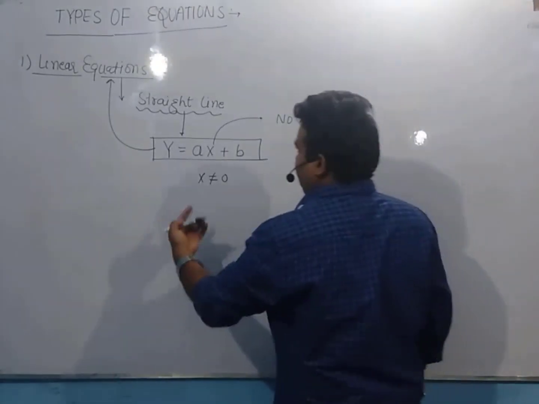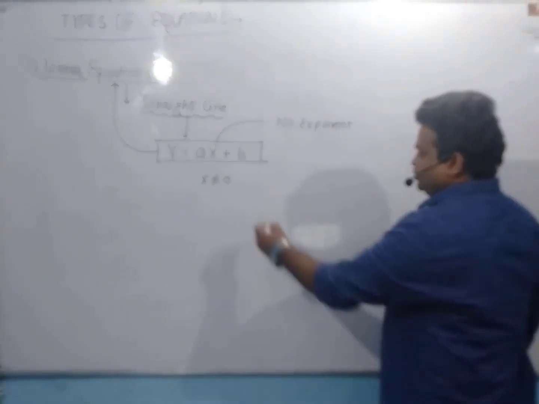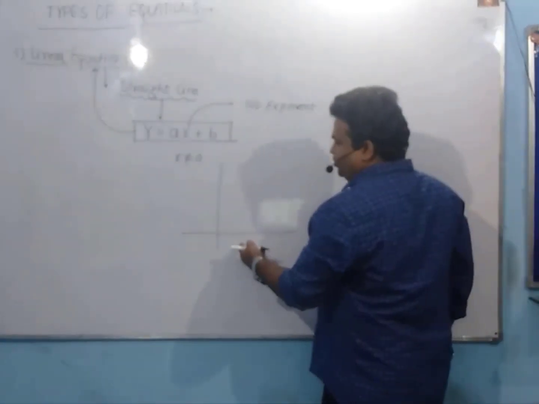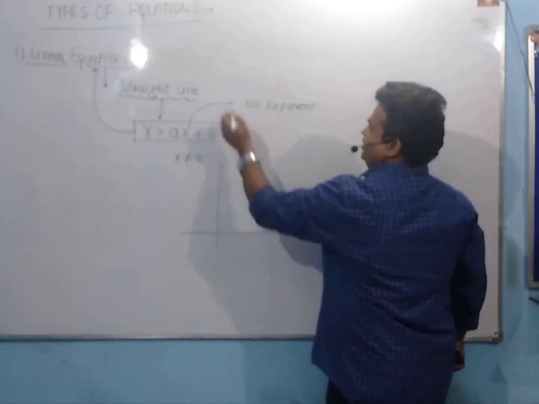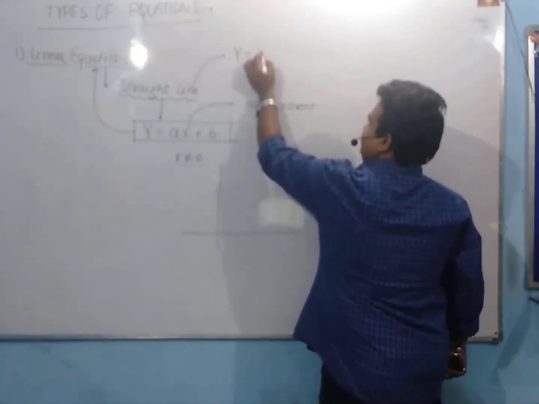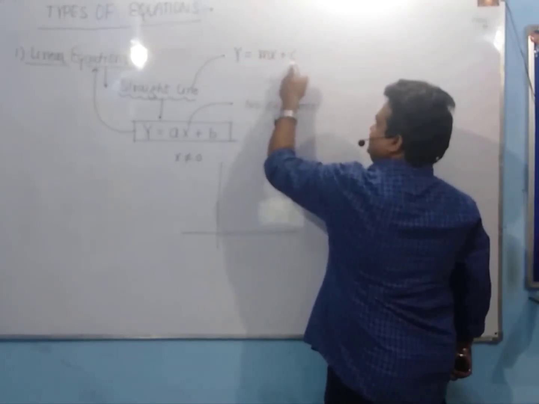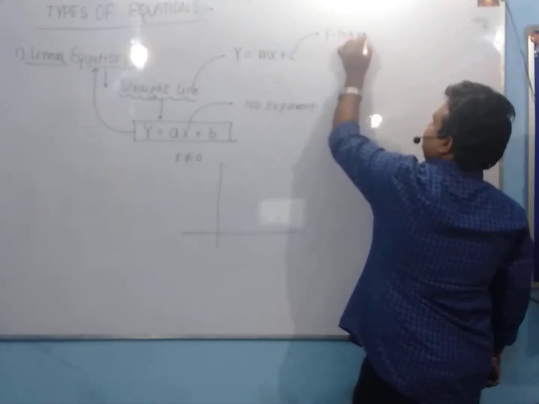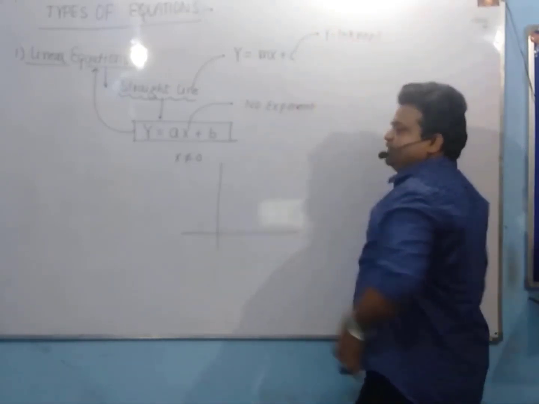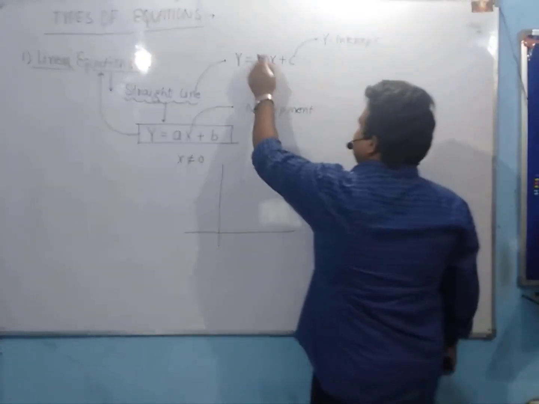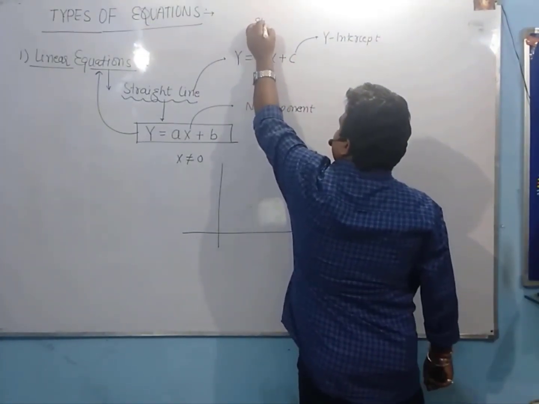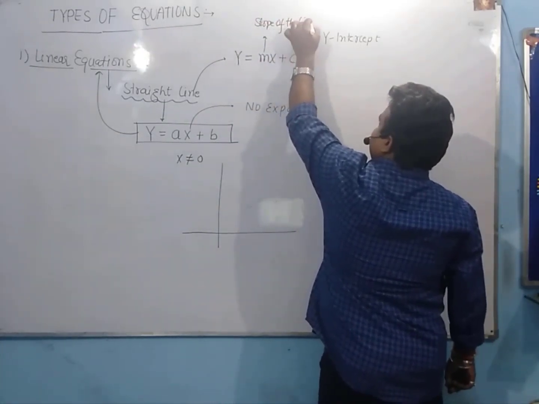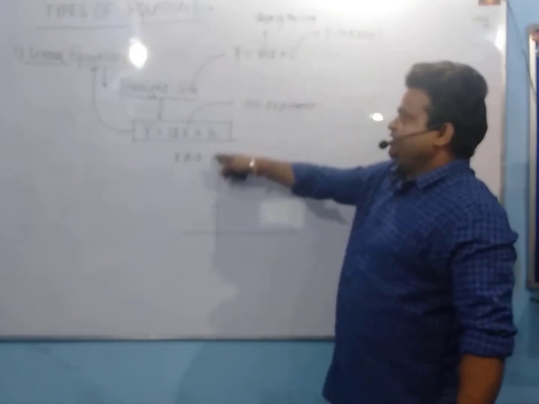Or if you want to convert this equation into a graph, what is my linear equation graph? Y equal to mx plus c. If you compare this with y equal to mx plus c, what is c here? The c is nothing but the y-intercept, where the straight line cuts the y-axis, and this m is the slope of the line. So in this case, this x cannot be 0 again.